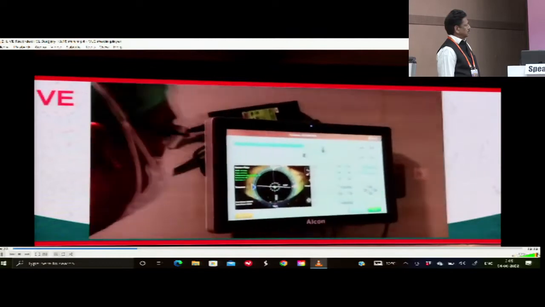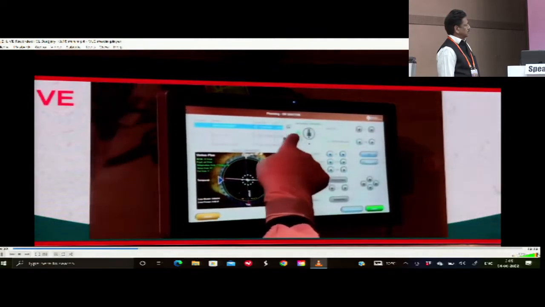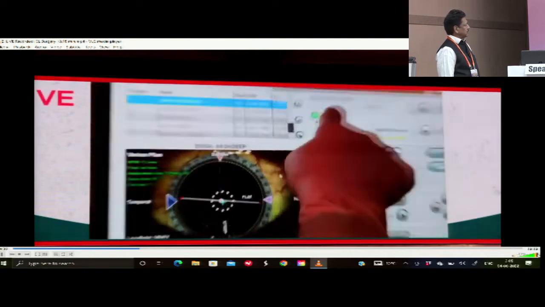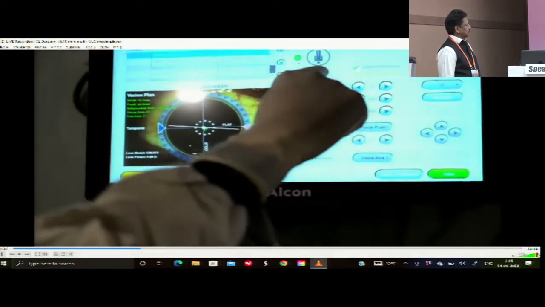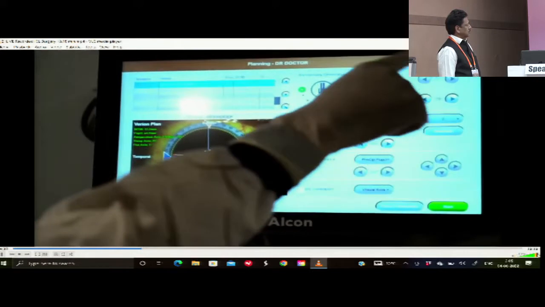I am doing the left eye. I am sitting on the left. Can you show this closer up? I am sitting on the left, and the axis plan is 175.